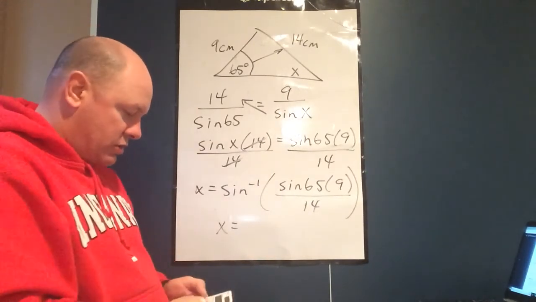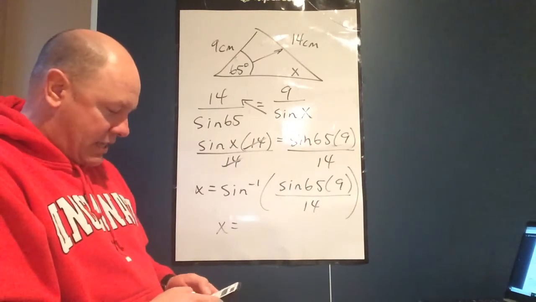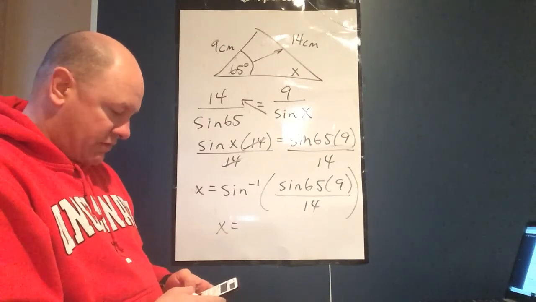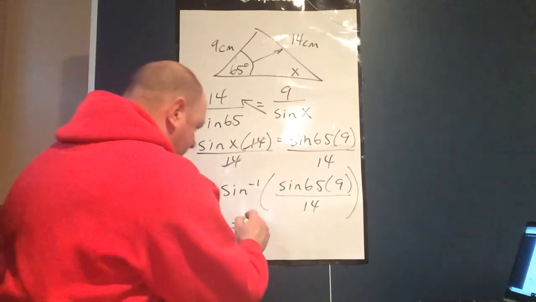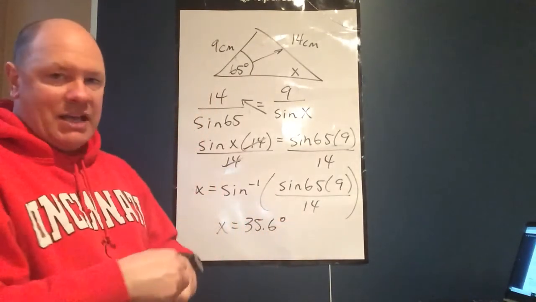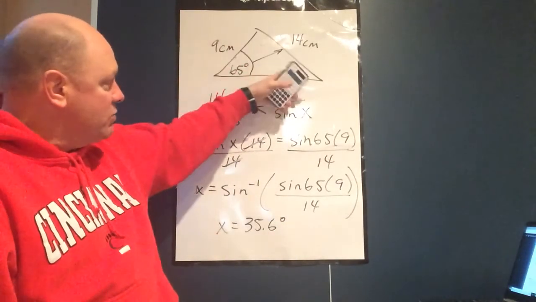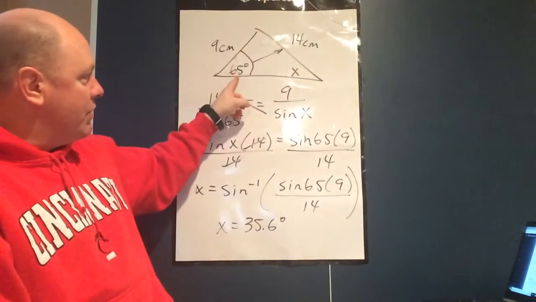Okay, so to do this, second function, sine, bracket, sine 65, bracket, 9, bracket, divided by 14, end bracket, and I get 35.6 degrees as my final value. And again, smaller side length, smaller angle. Here's my longer side length. It's going to create a bigger angle.